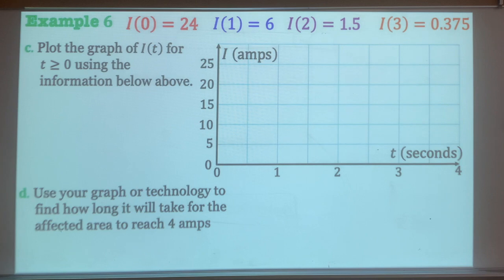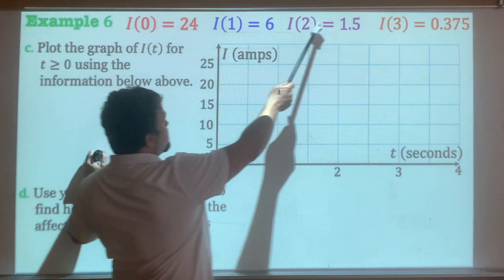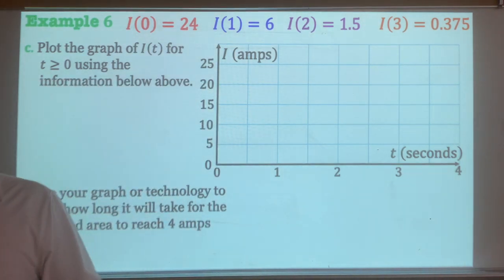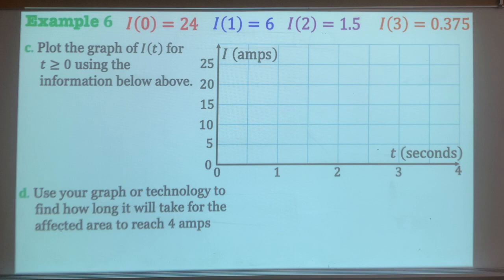Plot the graph of I of t for t greater than zero using the information. So here's the point that we just found previously. I couldn't put both graphs up at the same time. That's the best I can do. So use that information to plot graphs.